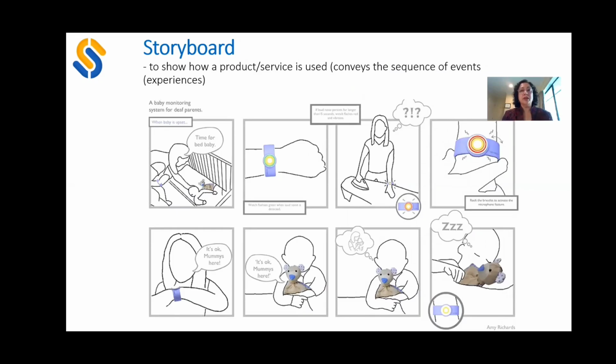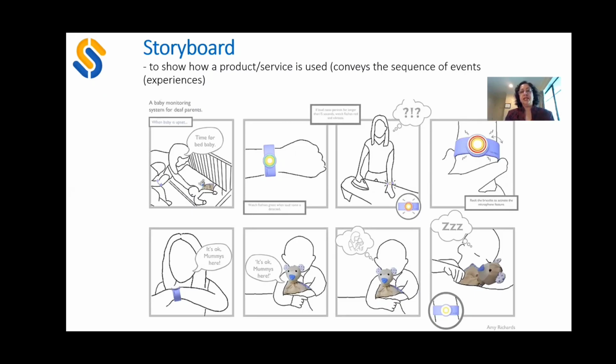So in this case, it's a baby monitor for deaf parents. They're showing in the first scene how the mother's putting the baby to sleep, and the product sits on the wrist of the mother. And the mother carries on doing various chores like ironing. And then a buzzer goes off, and she says, "It's okay, mommy's here." And that's connected to the little teddy bear that the baby's got, and the baby feels protected and goes off to sleep.